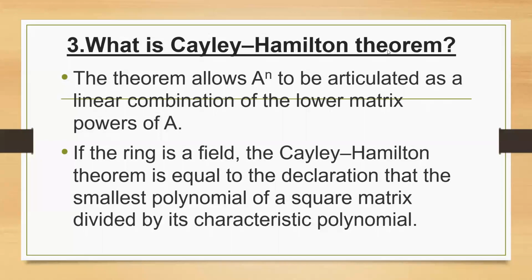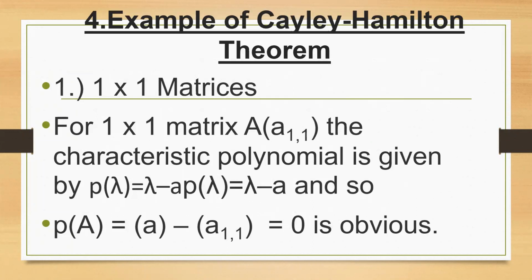Now moving on to the next slide. Now moving on to the fourth subtopic, example of the Cayley-Hamilton theorem. The first example of the Cayley-Hamilton theorem is given for a 1 by 1 matrix. For a 1 by 1 matrix A, the characteristic polynomial is given by P of gamma equals gamma minus A. And so P of A equals A minus A, the square matrix of 1 by 1 size, which equals 0, is obvious.